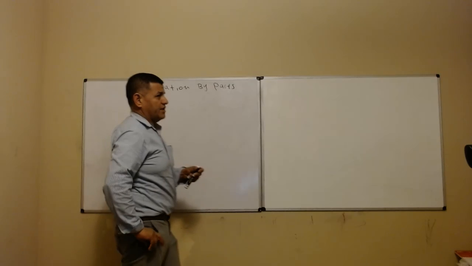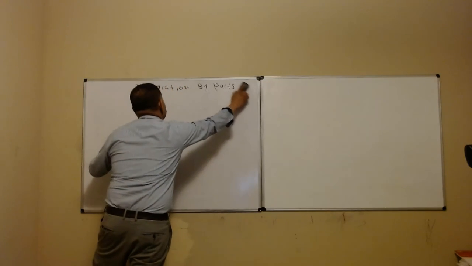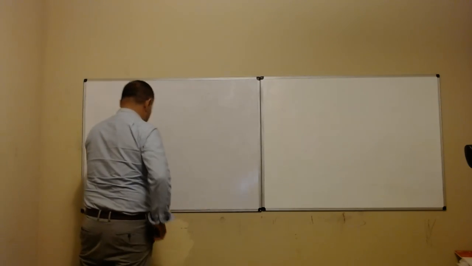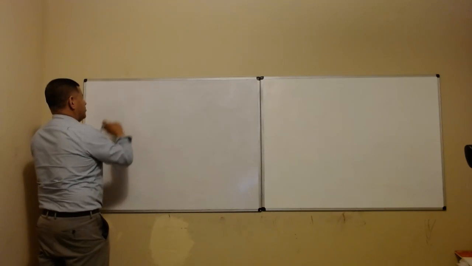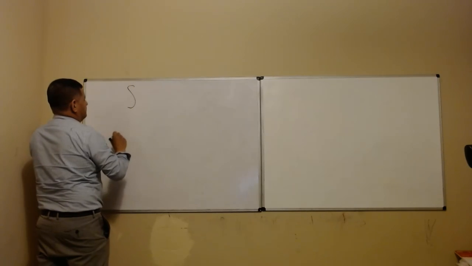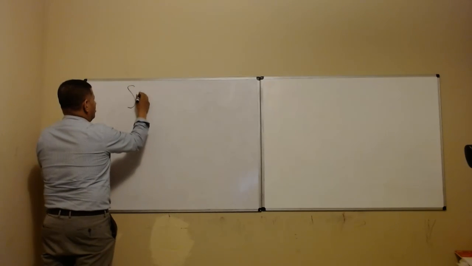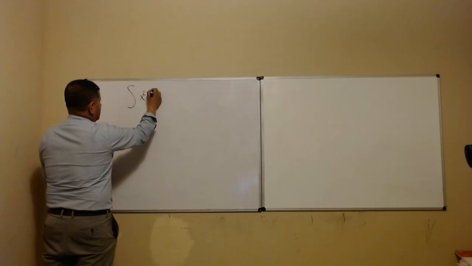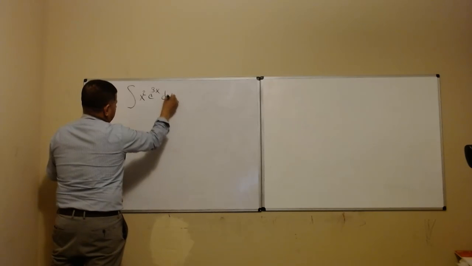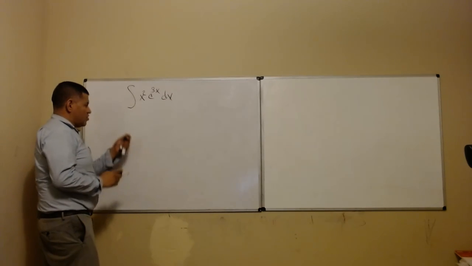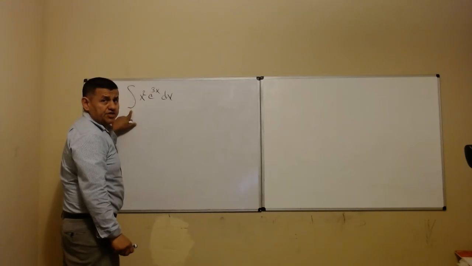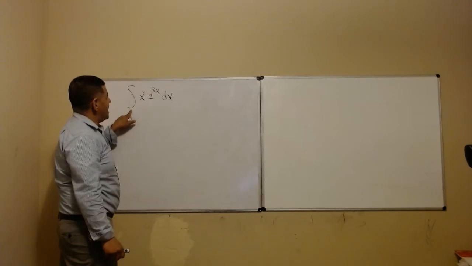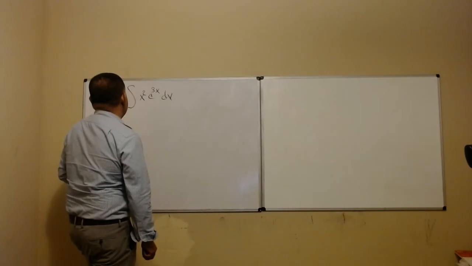Because I need a lot of room for this, I'm going to erase this. So the problem is as follows: the integral of x squared e to the 3x dx, right? As you can see, this doesn't have limits of integration, so it's an indefinite integral.